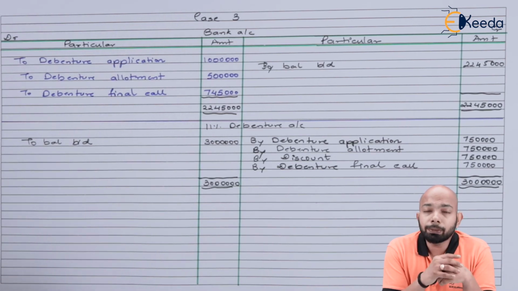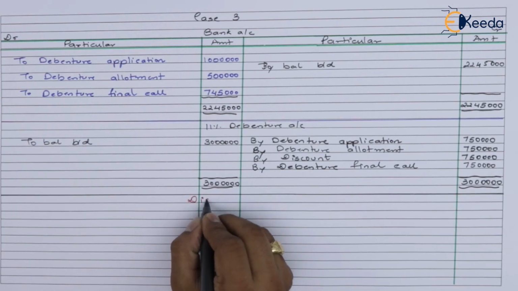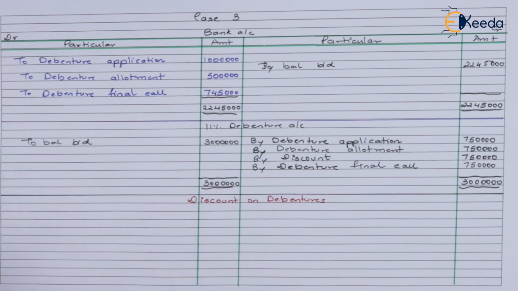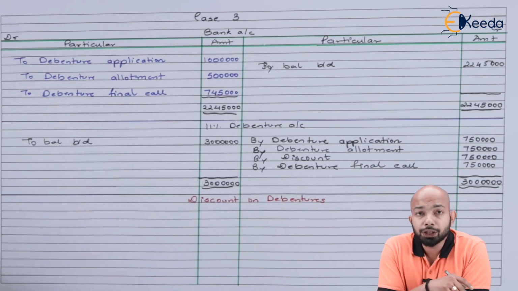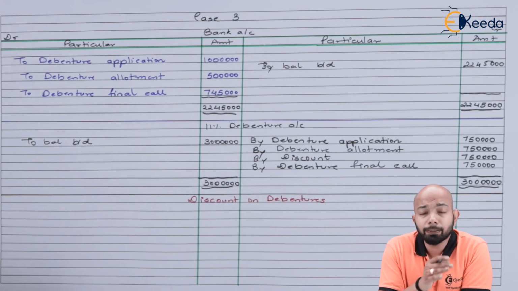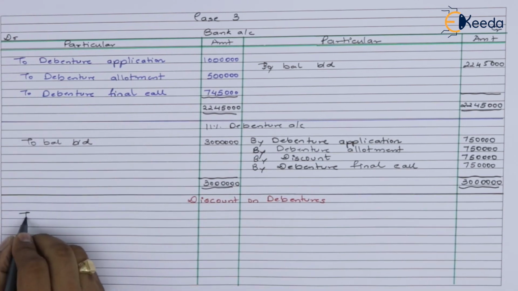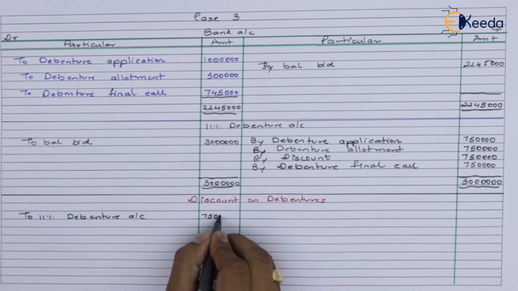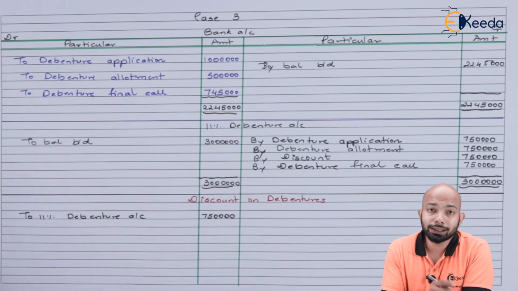Now the last will be discount on debentures account. Now there is just one discount on debenture which was provided, and that was mentioned in the allotment. So to 11% debenture will be the entry that will be passed here on the debit side. So that's the final total of this. Let's tally it and then move to preparation of balance sheet.